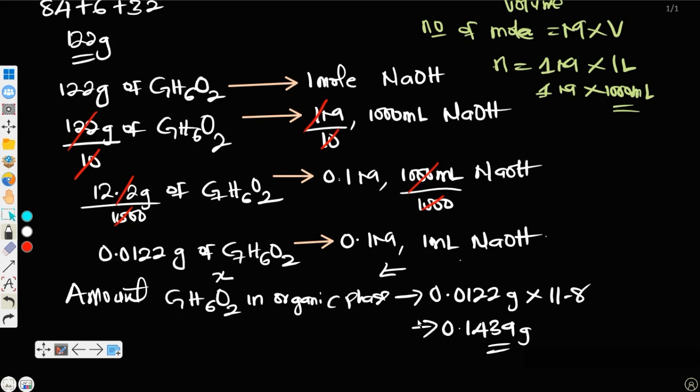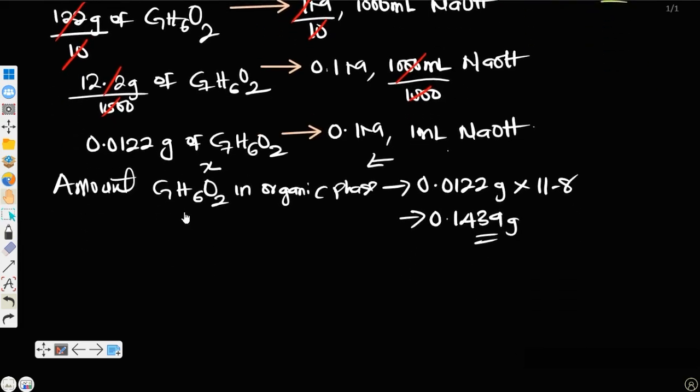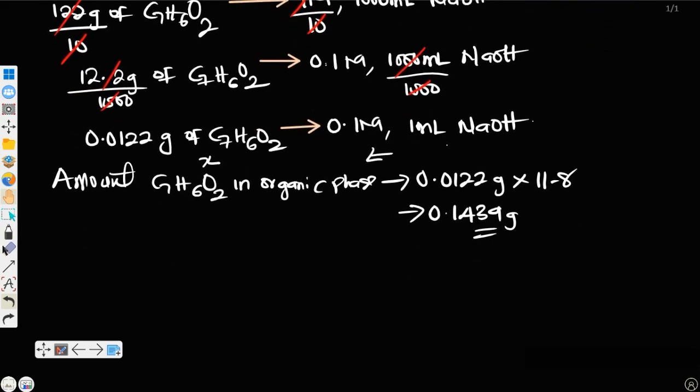You can decide to cross-check for any correction, because I haven't solved it somewhere else before. I'm just solving it for the first time, so there are tendencies that I may make some mistake, but the procedures are very, very correct. So this is the amount in the organic phase.